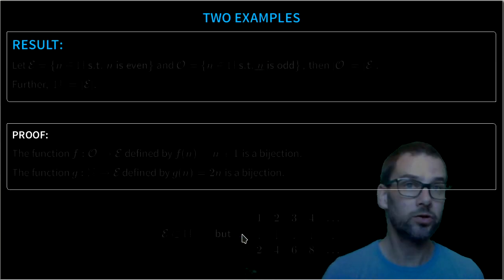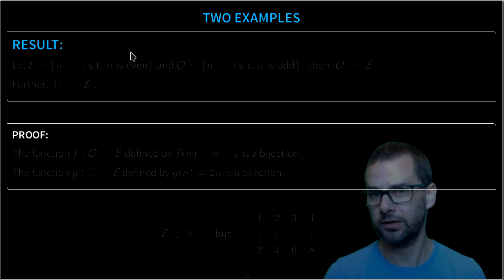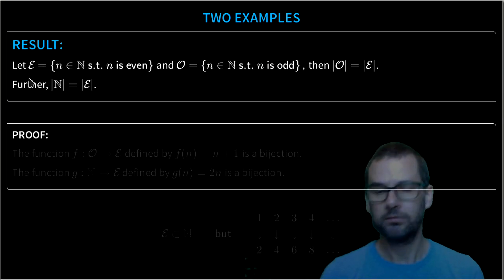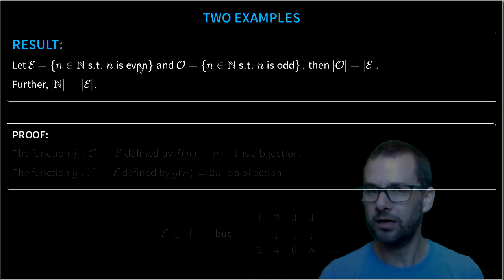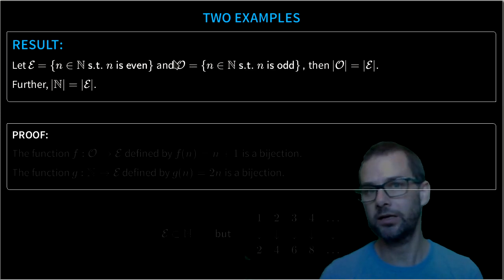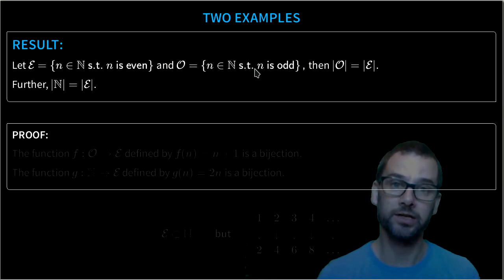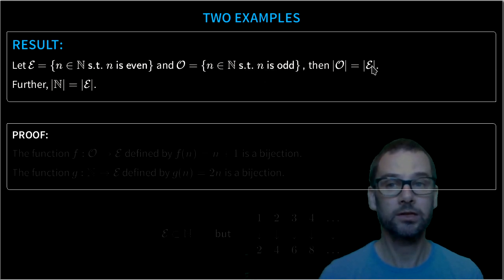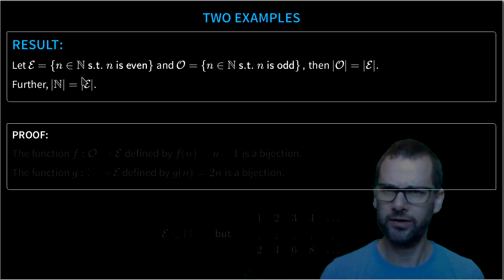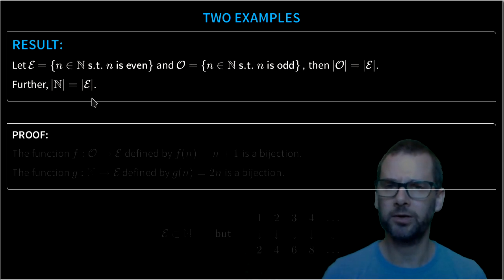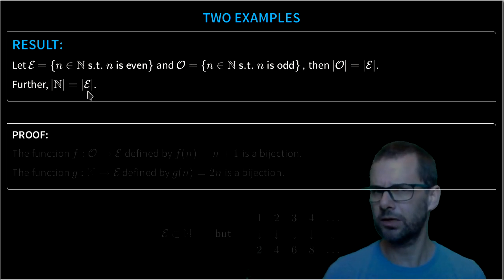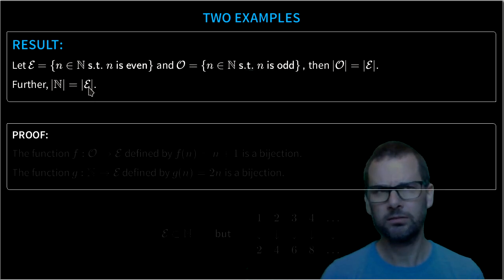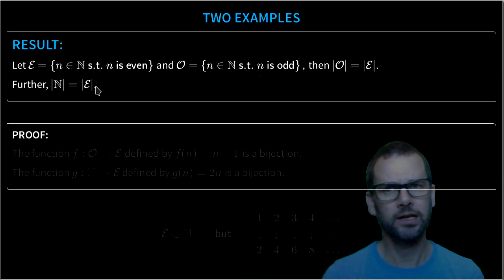So here are two examples of this on infinite sets. Let's take the set curly E to be the set of positive even numbers, and the set curly O to be the set of positive odd numbers. Then these sets have the same size; these sets are equinumerous. And further, the natural numbers have the same size as this set of positive even numbers. This is a bit weird because somehow this is missing half the elements of this. We only have the even things here, and yet they have the same size.